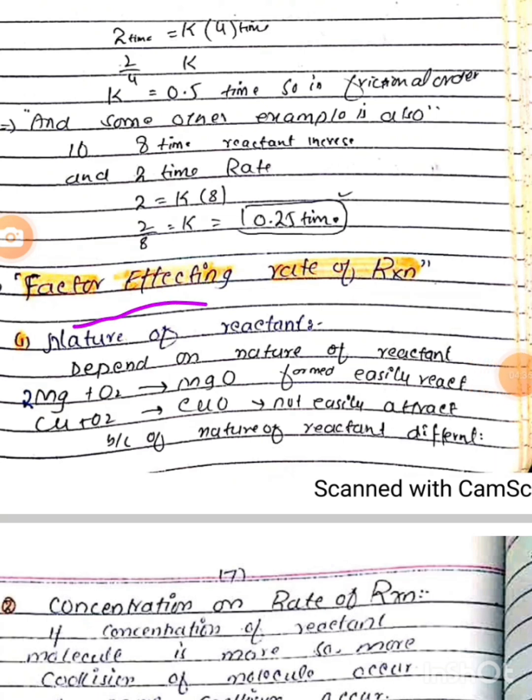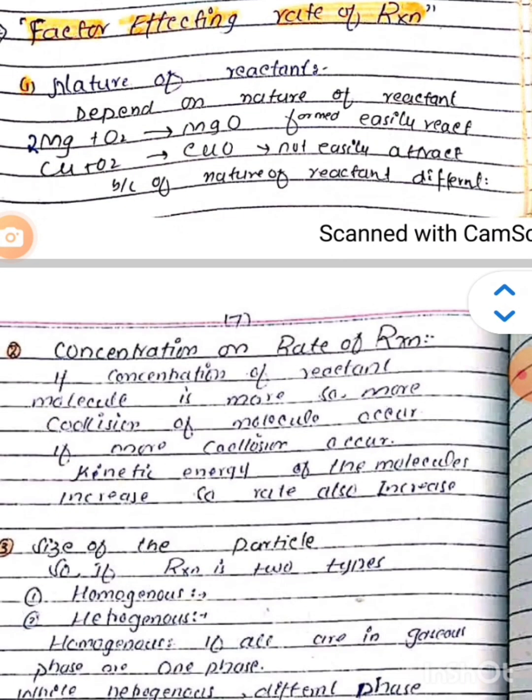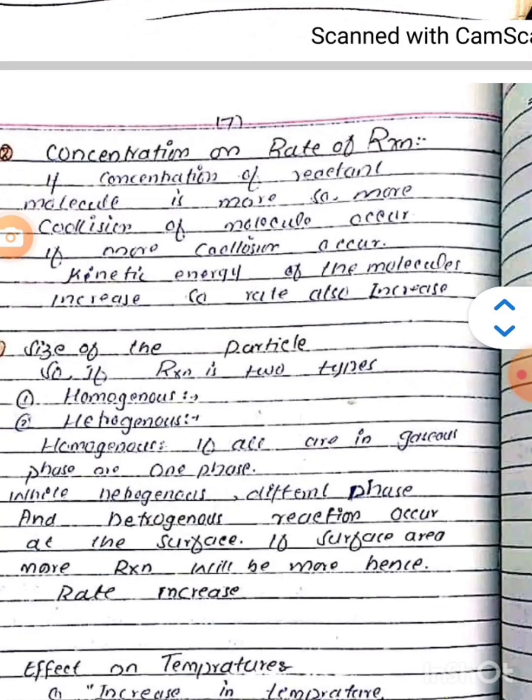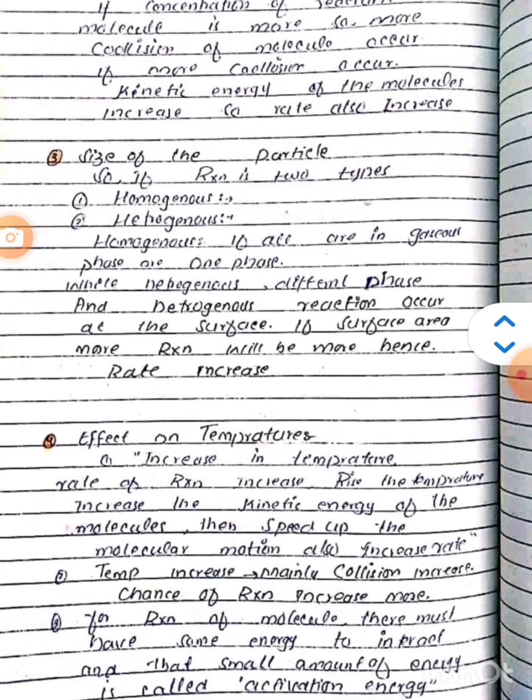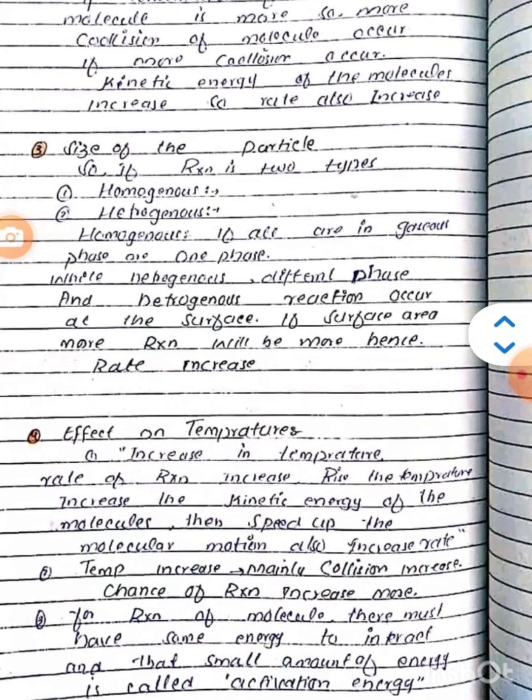Here we're discussing the factors affecting the rate of a reaction, like the nature of the reactants. Next, the concentration of the reactants, and the size of the particles. Then the effect of temperature. Here we can see that an increase in the temperature increases the rate of a reaction.